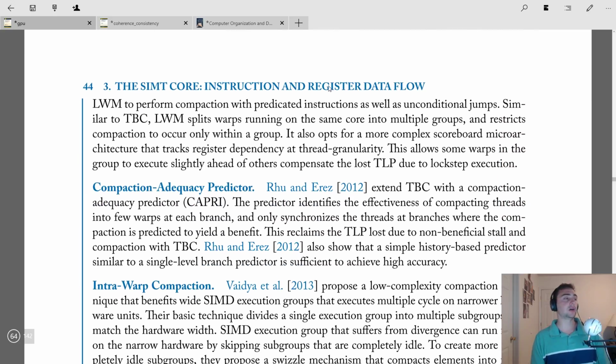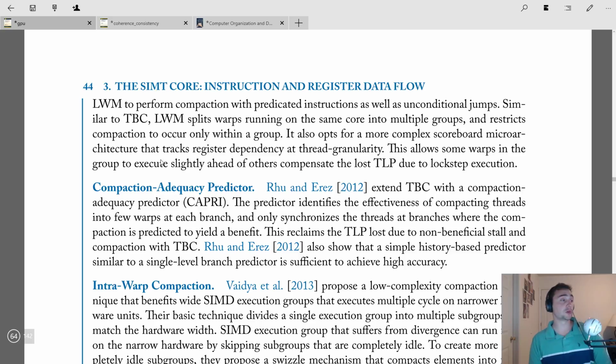But what it does allow is it performs compaction with predicated instructions as well as unconditional jumps. So what it'll do, it'll split warps running on the same core into multiple groups, and then restricts compaction to only occur within a group. So it also opts for a more complex scoreboard microarchitecture. So, starting to add a little bit of overhead and complexity that tracks register dependency at thread granularity.